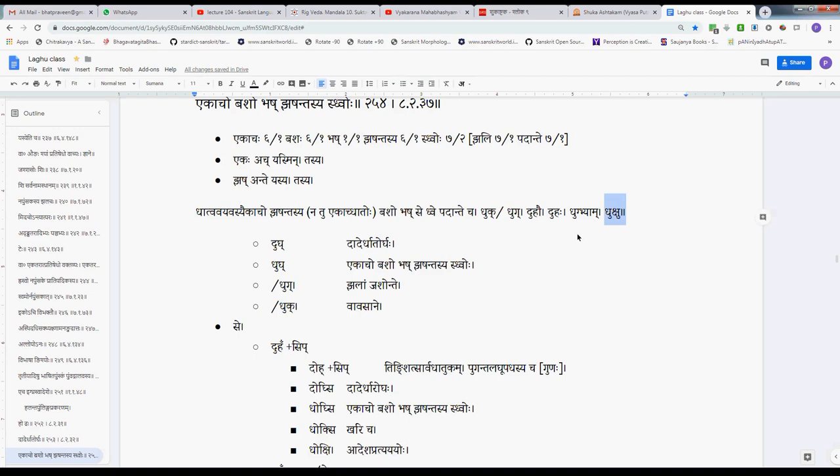Pada definition being Sudanapunsakasya Sarvanamasthanam, and then Swadishu Asarvanamasthane Padam. Asarvanamasthana, this is being Asarvanamasthana and it is not Ajadi, therefore this is Padam. Here we need not apply Sakaradi.